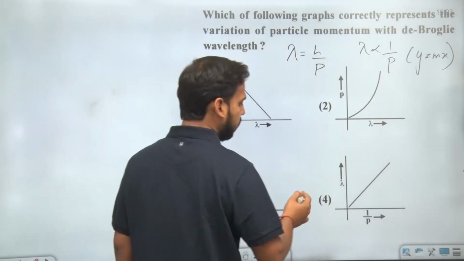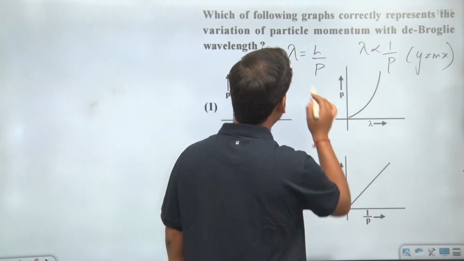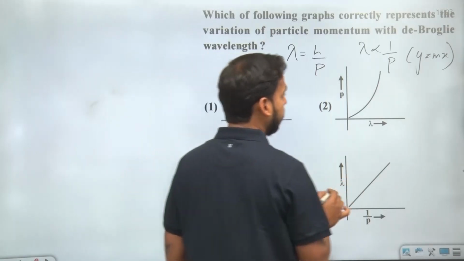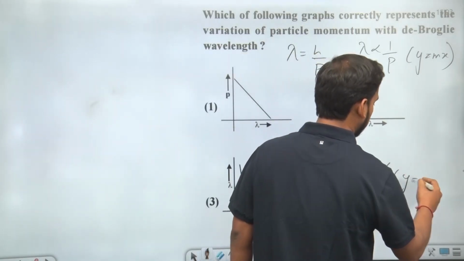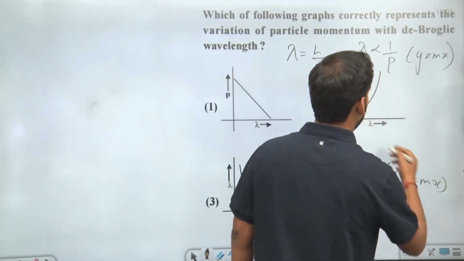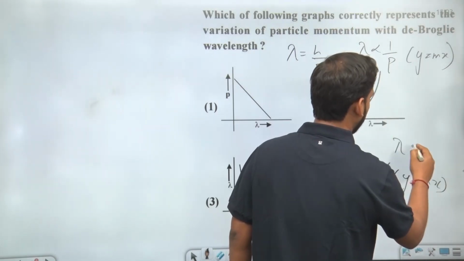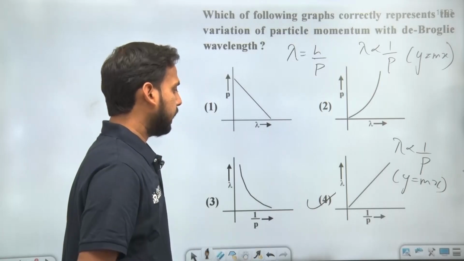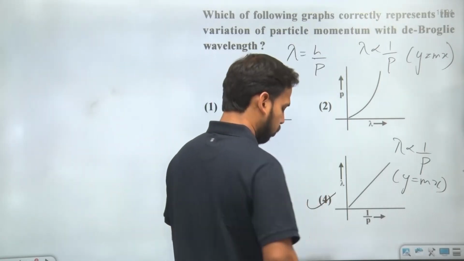So the correct graph is the 4th, because it follows the straight line, y equals mx, which is of the form lambda proportional to 1 upon p. So our correct answer is option 4th.